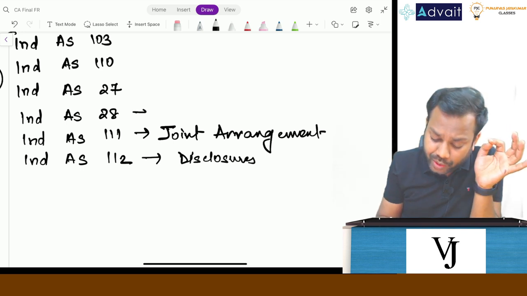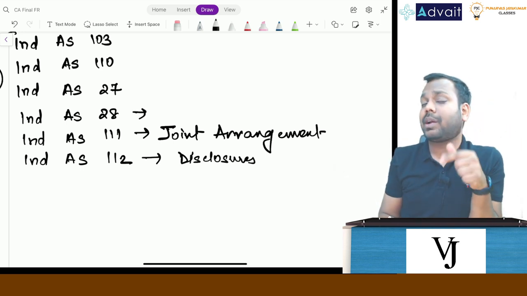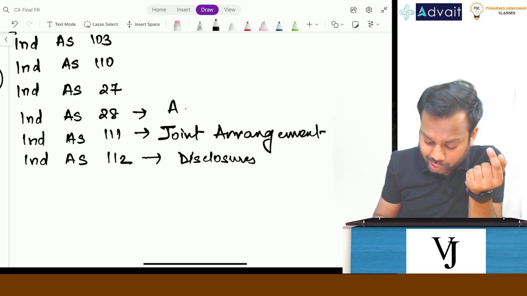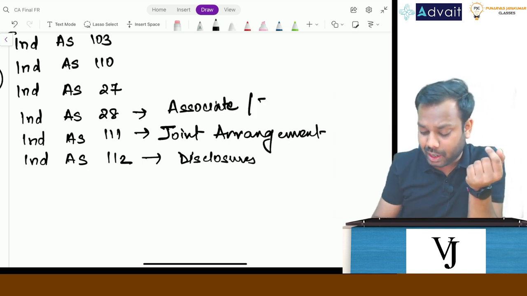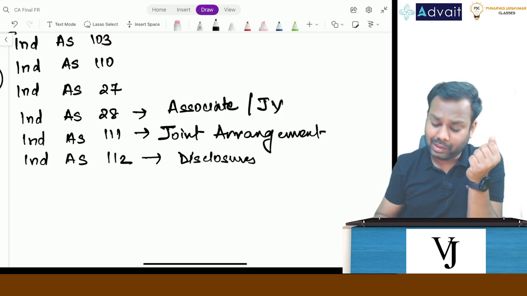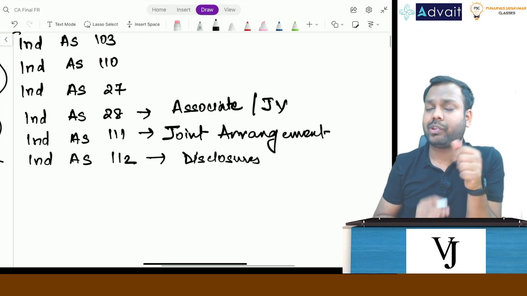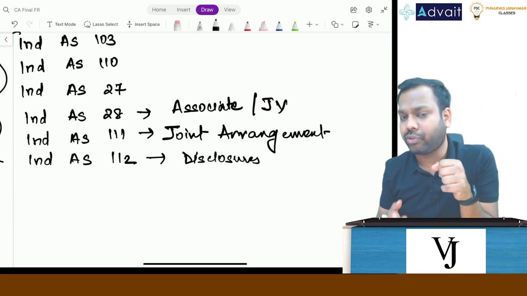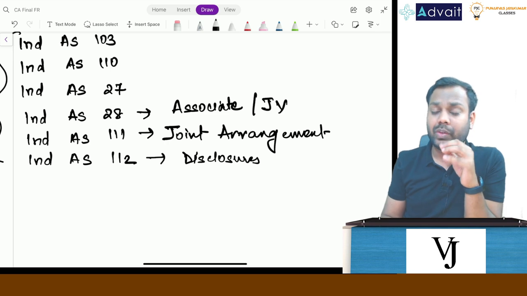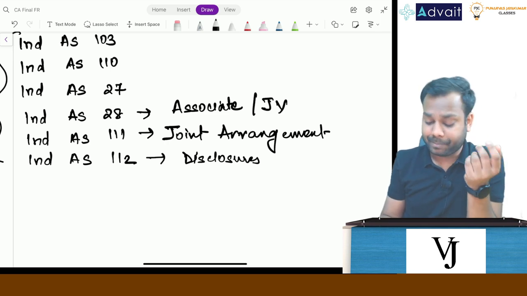Now if it is concluded that the entity is either an associate or a joint venture, then the treatment will be covered under Ind AS 28, which covers the accounting treatment for investment in associates or joint venture. And as you know, we will account for it under equity method.